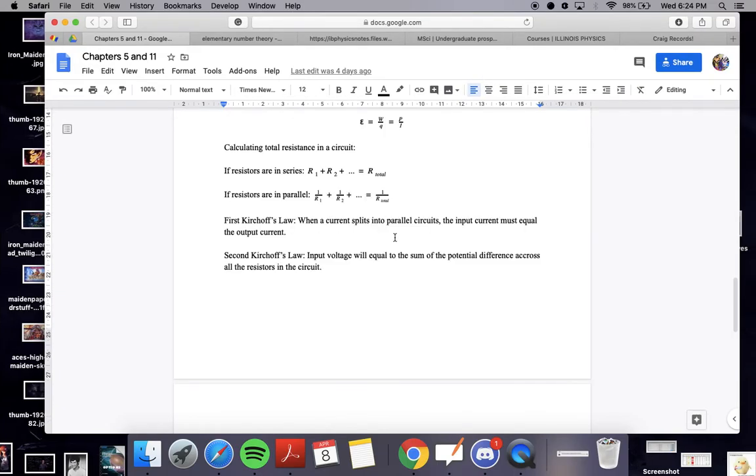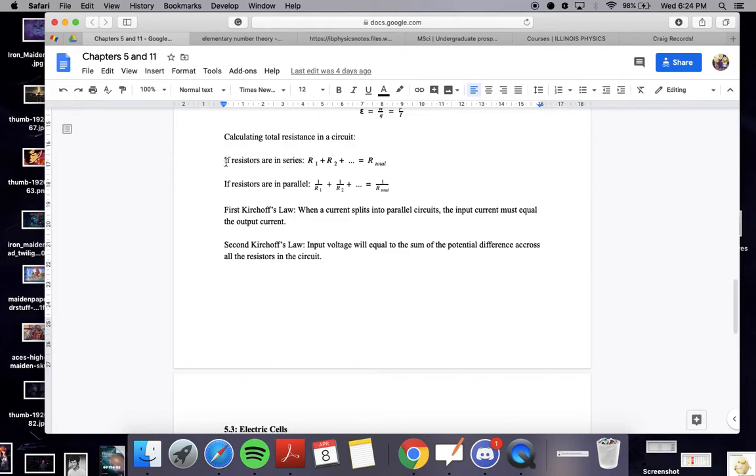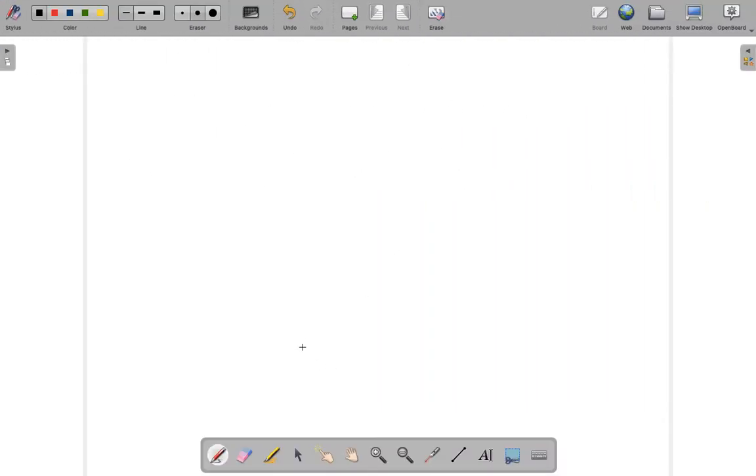Now, calculating the total resistance in a circuit. You have two kinds of circuits, depending on the arrangement of the resistors. So now let's just draw out a circuit. You have a cell over here and a resistor over here. I'll just draw one resistor like that and another resistor over here. When you have something like this, where they're right adjacent to each other or in the same flow, this is known as a series connection.